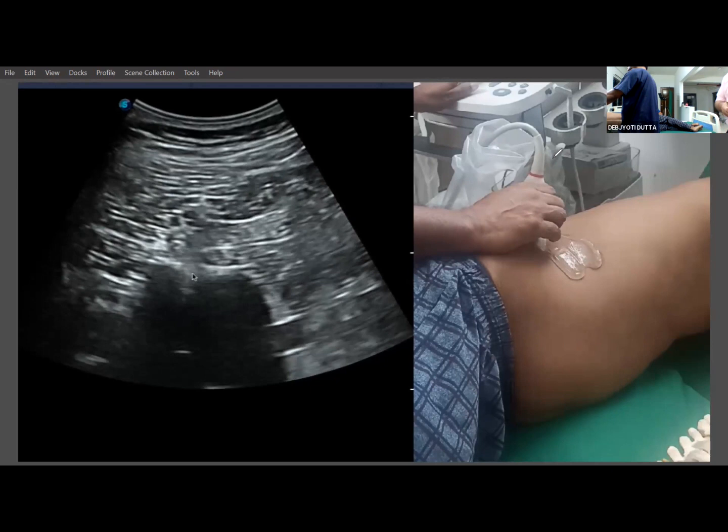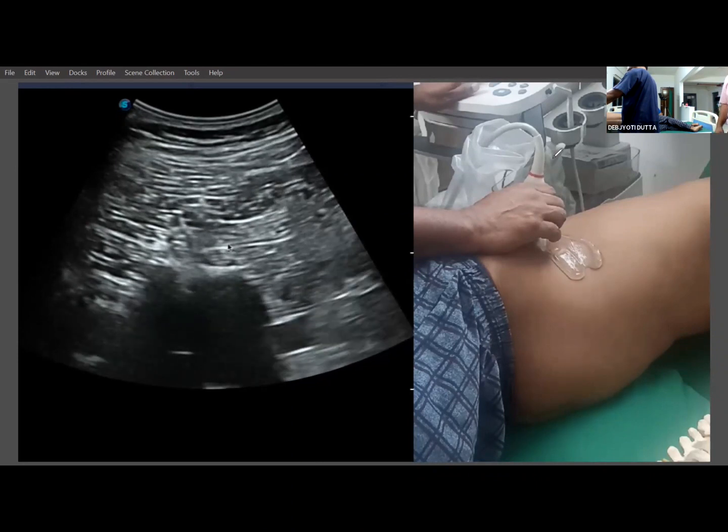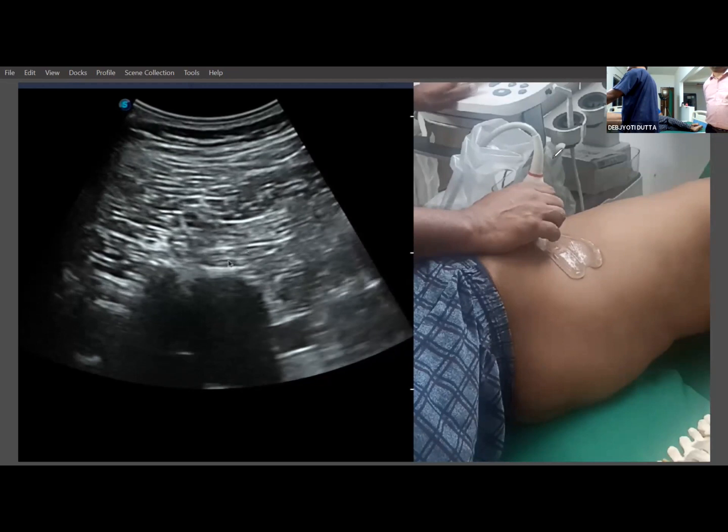And you can see nicely the nerves going, the ventral rami going, and if you wish to do the lumbar plexus block, here is your target. This whole area is your psoas muscle, within which we can see the lumbar plexus.